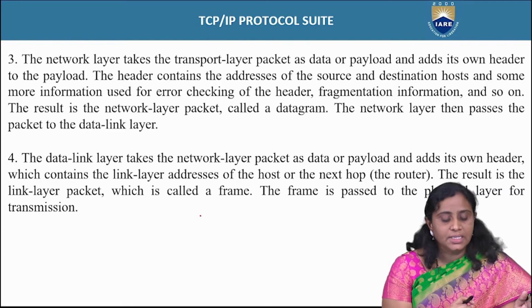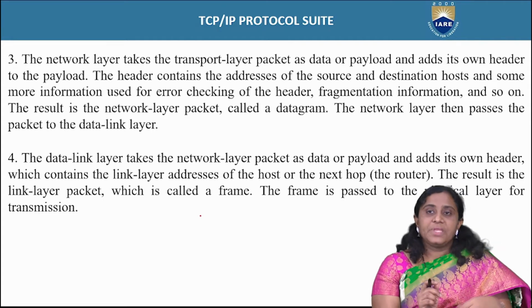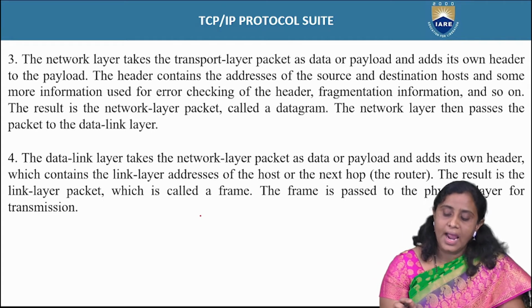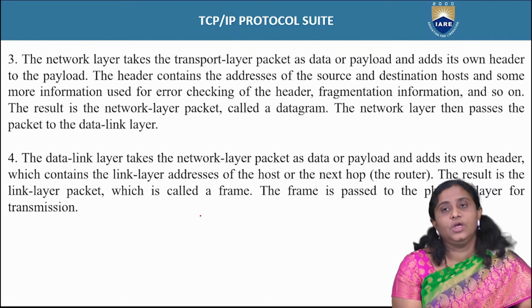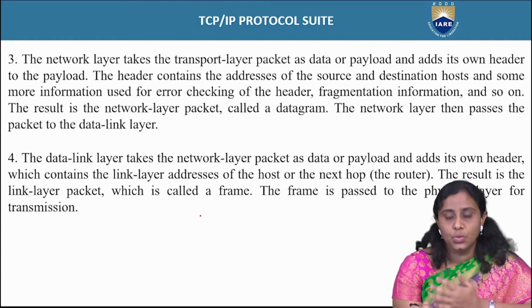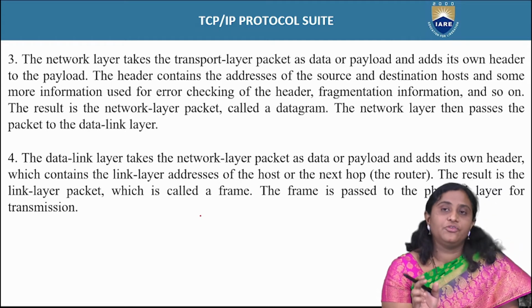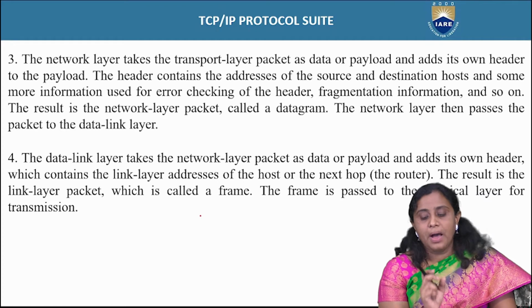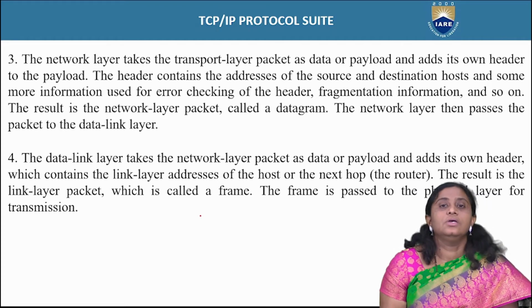The fourth point is that the data link layer takes the network layer packet as data or payload and adds its own header, which contains the link layer addresses of the host or the next hop, the router. The result is the link layer packet, which we call a frame. The frame is passed to the physical layer for transmission to the destination host.